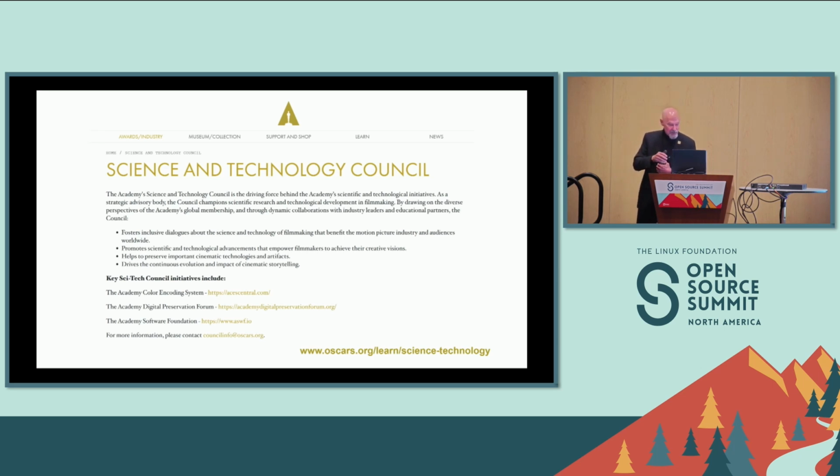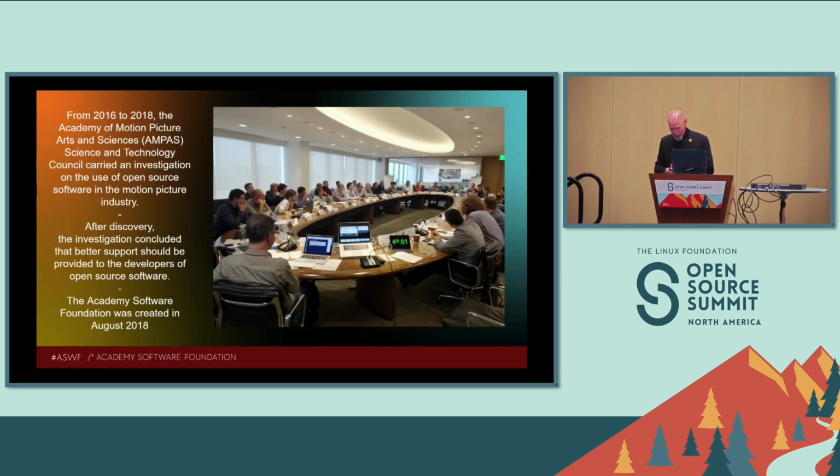But their name is the Academy of Motion Picture Arts and Sciences. And so on the science side, they have a group called the Science and Technology Council that does a lot of activities. One of them, in 2016, more than 8 years ago now, was an investigation the SciTech Council made around open source software.